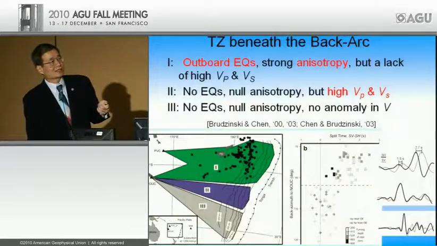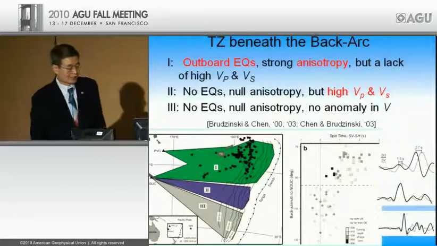If you look at this split time here, where you have outboard earthquakes, you have large split time up to 3 seconds. Where there are no outboard earthquakes, basically there is no birefringence. And here it just shows some data. The two components are separated in this region, but down here they are exactly in phase.